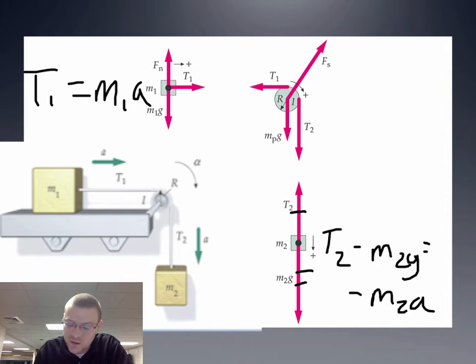So we have to look at the net torque, making the pulley angularly accelerate. So the net torque is pretty easy here. T1 is rotating in a positive direction, so T1 is a positive torque.